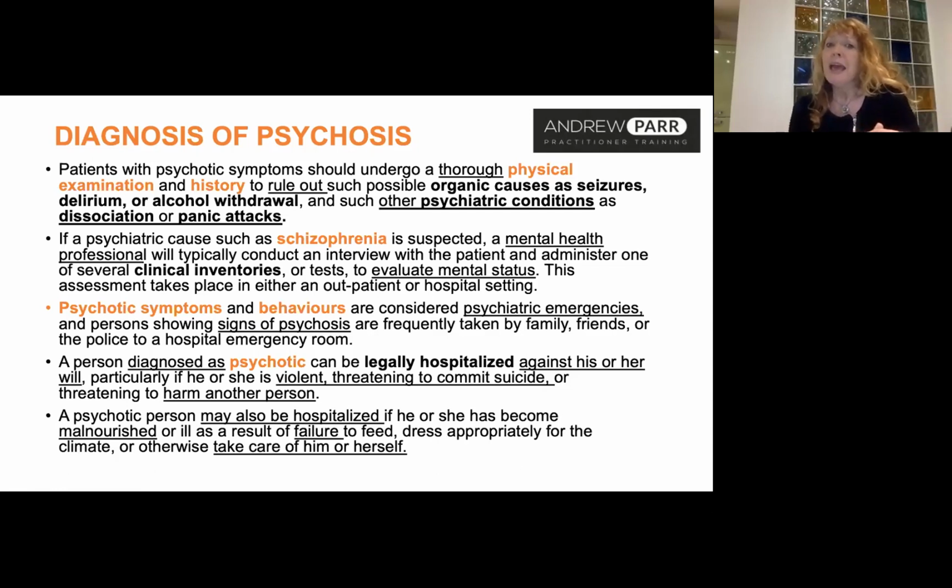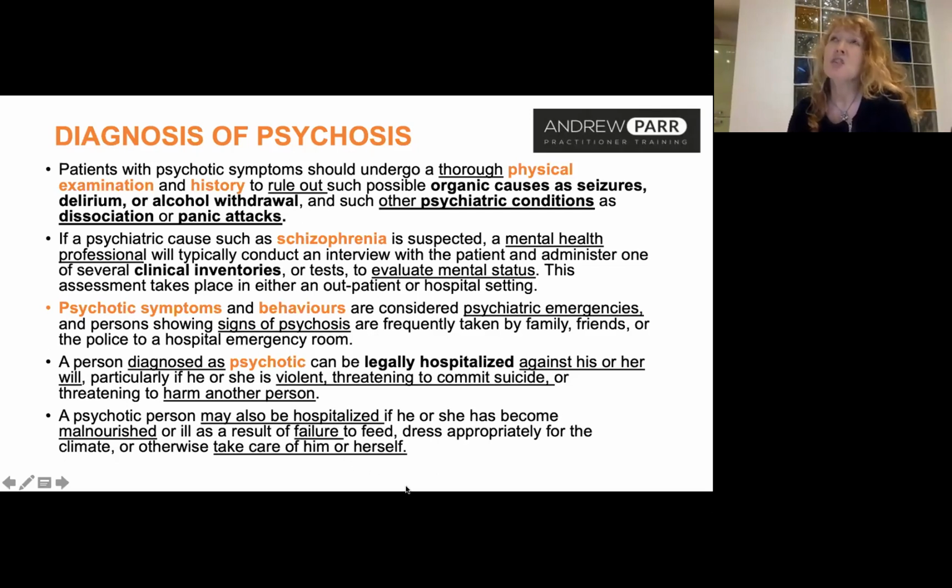Other symptoms and behaviours could be signs of psychosis, where family and friends might have to take them to emergency. If they are a danger to themselves or a danger to anybody else, if they are that psychotic, they can be legally hospitalised or sectioned without their will, if they're violent or they're threatening to hurt themselves or anybody else. So that's something that can happen there.